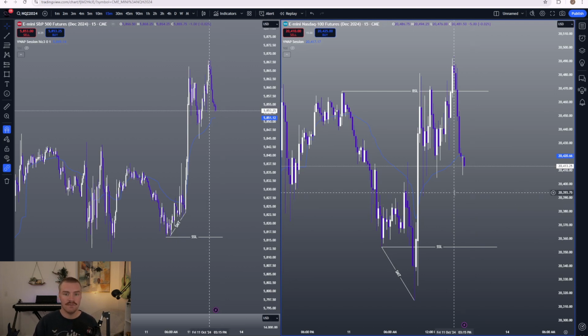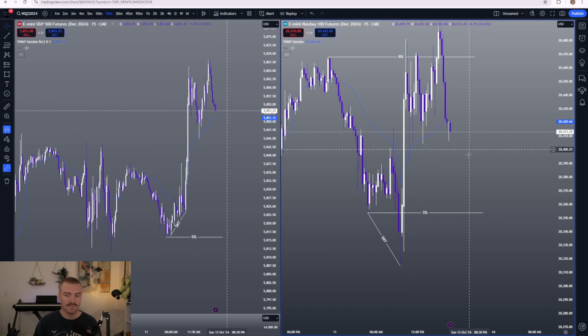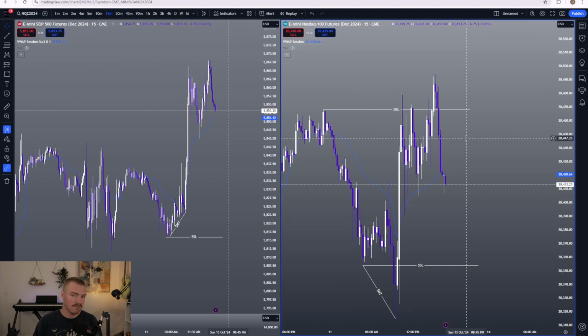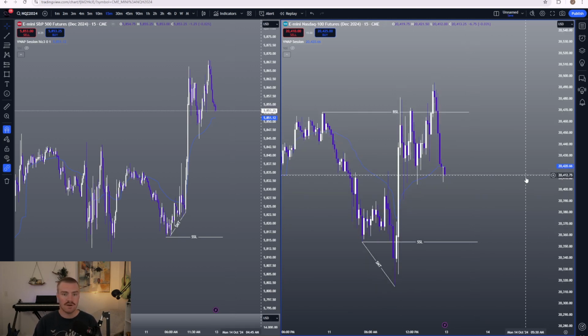You want to see either a sell side level created and one of the markets take it and the other not, or a buy side liquidity level made and one of the markets takes it and the other one does not. All right, so let's move on now to our next indication of reversal.